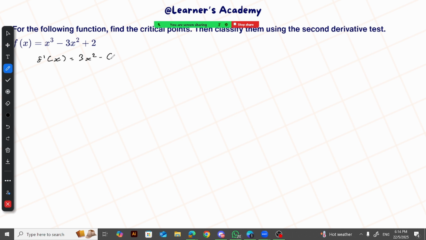Just as always, find the first derivative of f of x, which equals 3x squared minus 6x. Because it's a polynomial and we want to find the critical points, we set f prime of x equal to 0. We can factor out 3x, so 3x times x minus 2 equals 0, which results in x equal to 0 and x equal to 2 being the critical numbers.